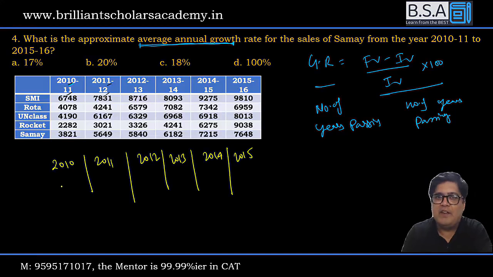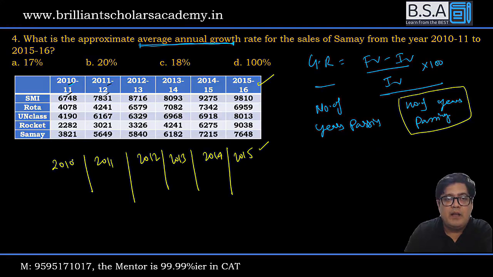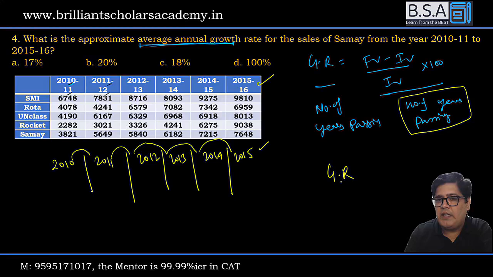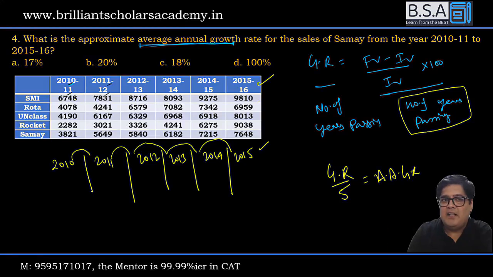Now, in this formation, the number of years are different. You have to learn this. 1 year passing, 2 year passing, 3 year passing, 4 year passing, and 5 year passing. In this format, you will find out growth rate divided by 5. That is average annual growth rate. In the above format, this is itself 1 year, 1 year, 1 year, 1 year, 1 year passing. So in the above format, your answer would be growth rate divided by 6.